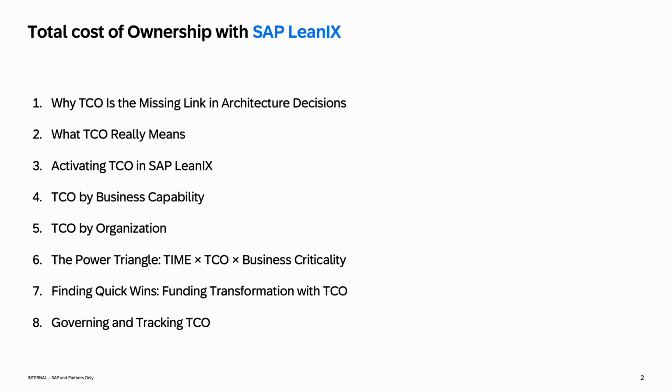The power triangle, which I would like to introduce, is very much of importance because here we exactly include now the missing part of TCO in assessments which we have done in the past, like the time assessment or the business criticality assessment. And with the help of the TCO dimension, we get even further insights in order to, for example, find some quick wins to fund maybe a transformation that you will see in one of the recordings towards the end, before we then close with the governance and the tracking.